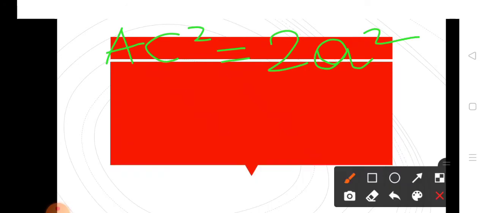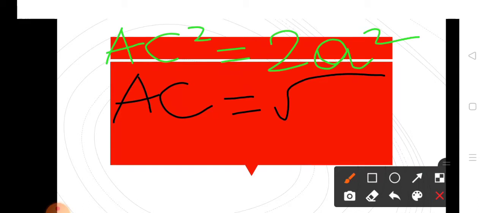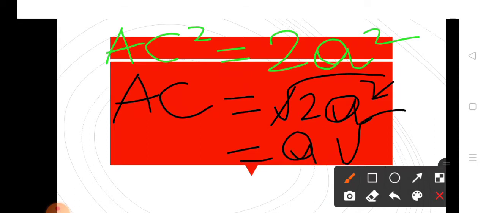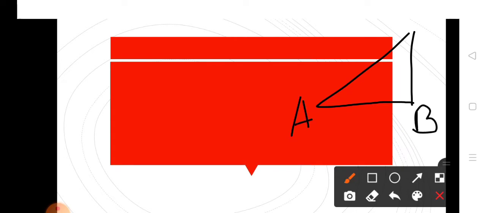Just now we found out that AC square equals 2A square. If I take the square root on the right hand side, I'll get 2A square under the root, the square and square root will be gone, so I'll get A root 2. Now I got AC. After finding AC, take the pencil again. This was my triangle before. I took this as A, this is B and this is C. I assume that AB is A and BC is A. Just now I found out that AC is A root 2.